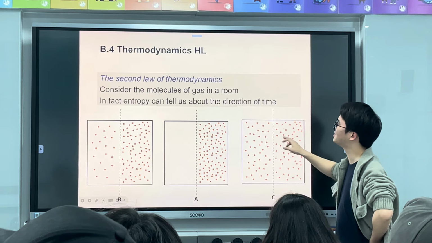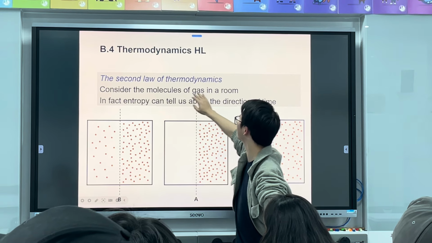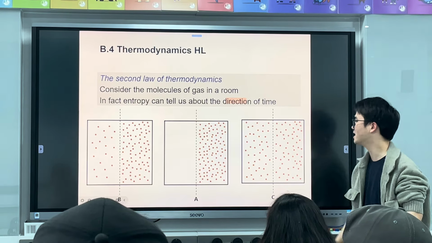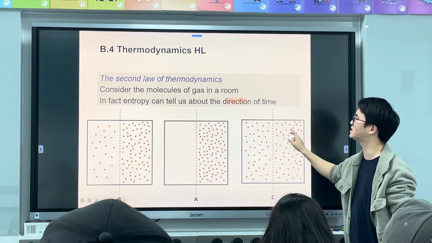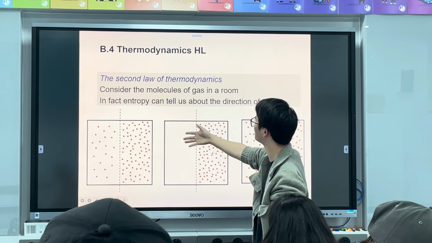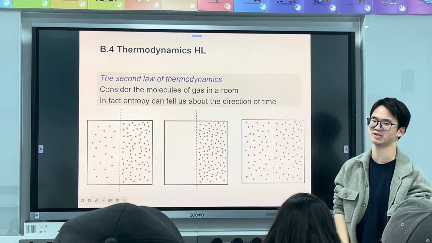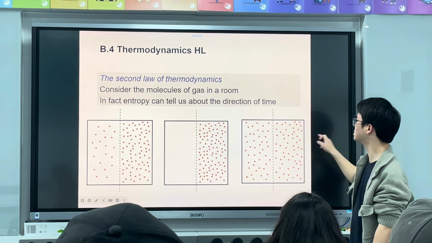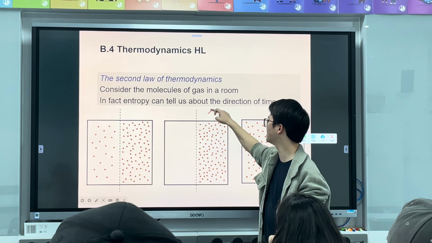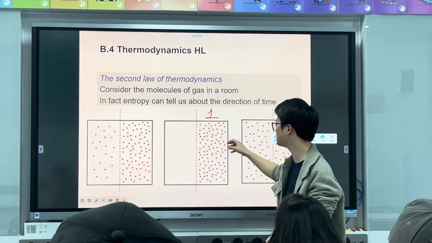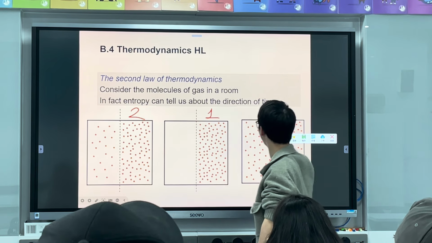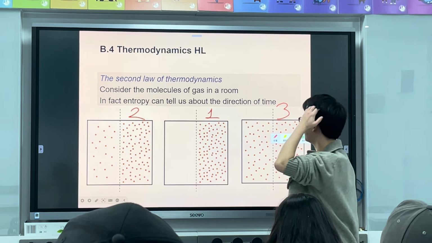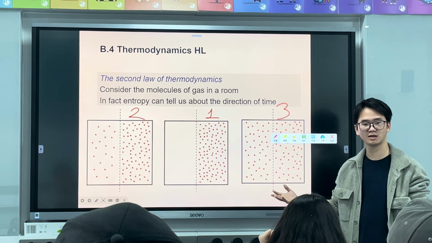So how do we understand this sentence here? Consider the molecules of the gas in the room. In fact, entropy can tell us about the direction of the time. If we're gonna talk about the direction of the time, which one should be the first and which one should be the final result? If there's gonna be a sequence, which one should be number 1? Middle. This should be number 1. And as it changes, it's gonna go this way, and finally it's gonna mix completely, right? Okay. Does this make sense?